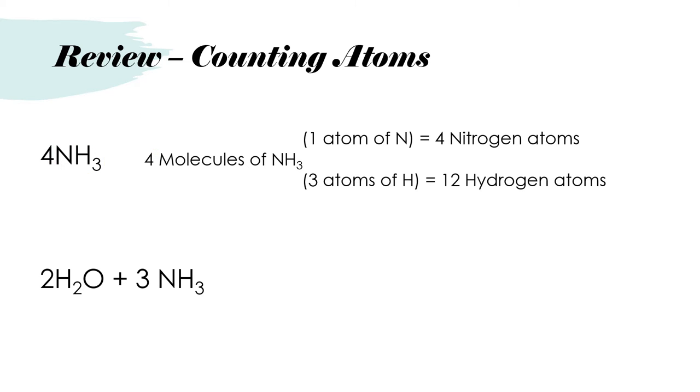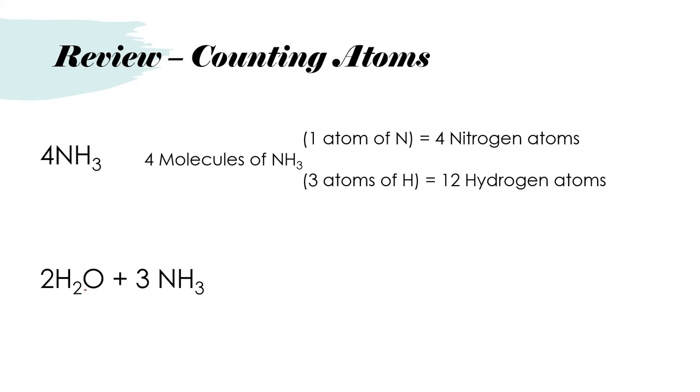I am not going to do a whole lot of editing on this video, so I apologize ahead of time if it looks unpracticed. For the second one, it's a little bit more complicated. We've got 2 H2Os and 3 NH3s, and you'll notice that H is in both of those, so that one's going to be the harder one to count the atoms on.